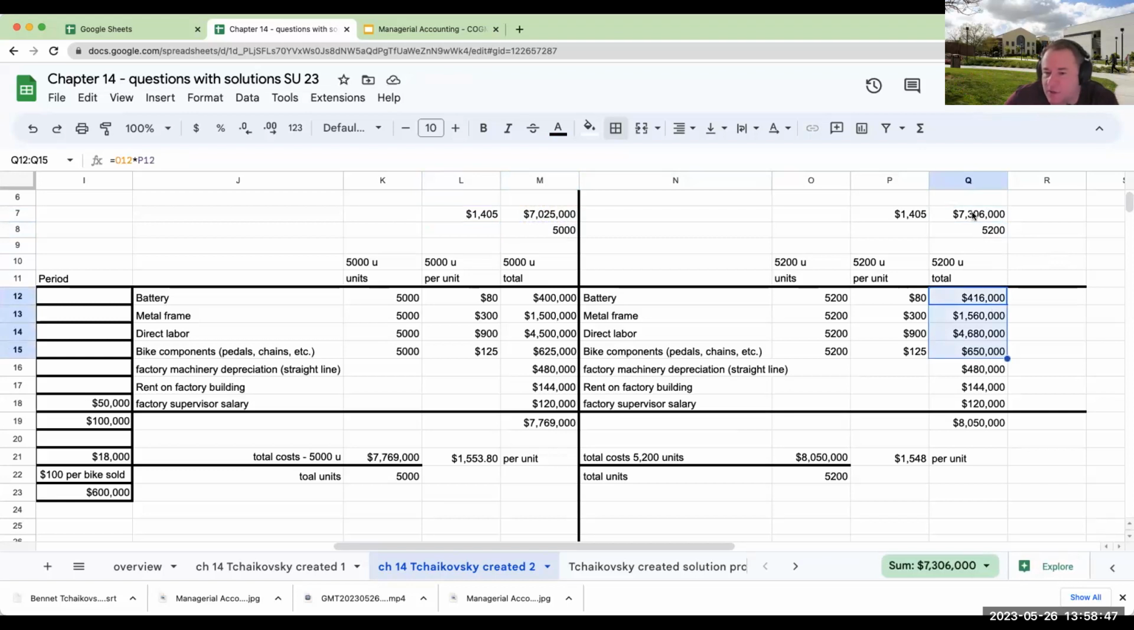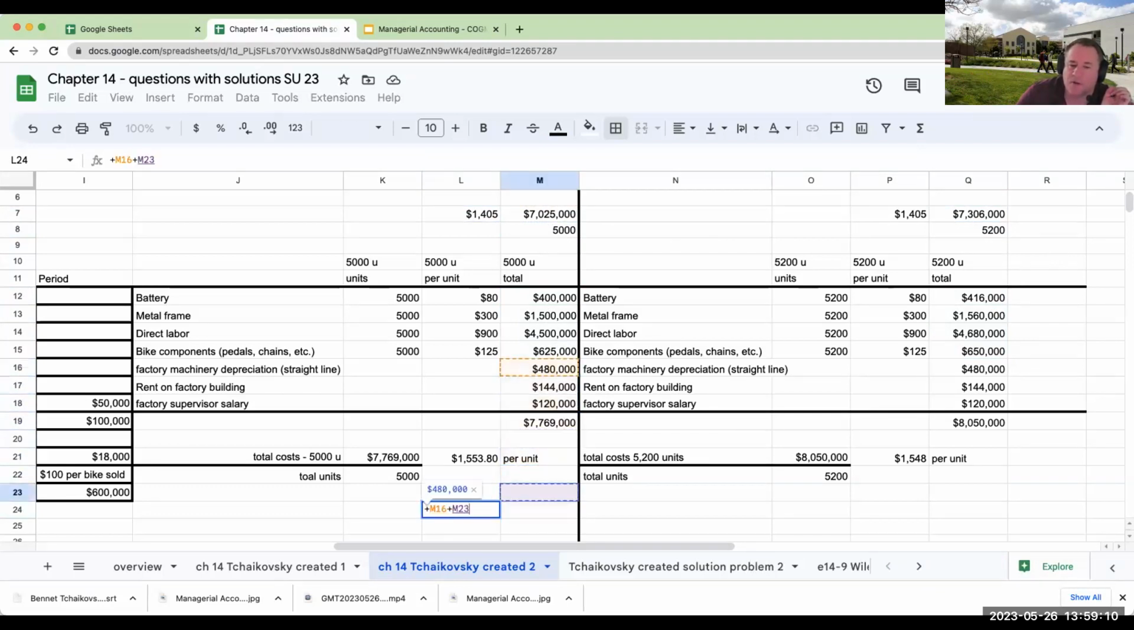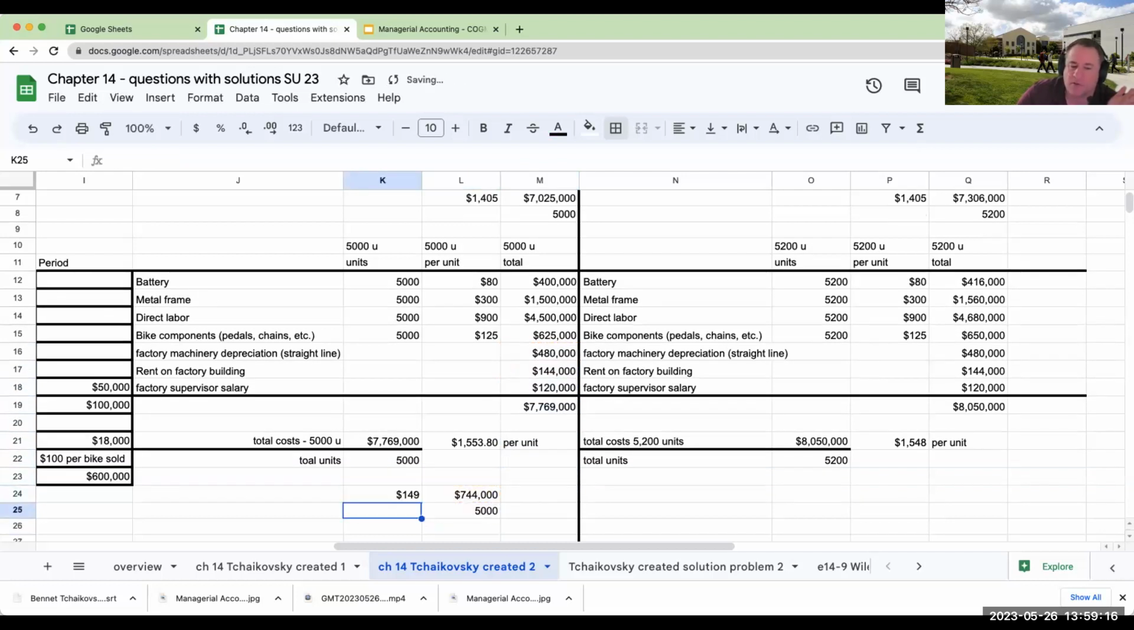Here I made 5,200 units. My variable cost for the 5,200 units was 7.3 million. Here I made 5,000 units. My variable costs were 7,025,000 or 1,405 per unit. The reason why the costs are dropping is because these fixed costs, right? The fixed costs over here of 480, 144, and 120 are being spread out amongst 5,000 units. When I look at this over here, the 480, because they're fixed, 144 and 120 at 5,200 units, these are now being spread out against more units. So my cost per unit for the fixed cost is dropping.